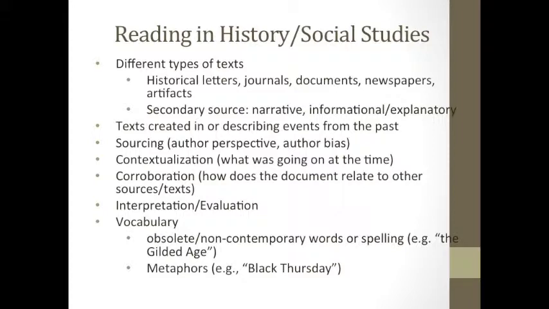And as we've mentioned before, we have to think about sourcing. So who's the author? What's the author's bias when we read? We think about context, what was going on at the time the source was created. Corroboration, so how might the primary source of the document relate to other sources and other texts, other things that we know, so we corroborate information. We think about interpretation and evaluation.